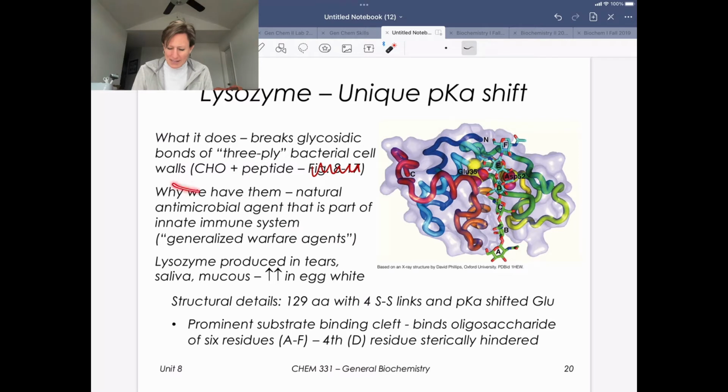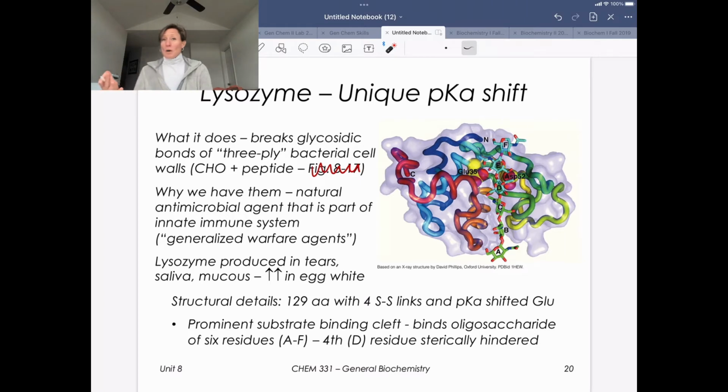So what is lysozyme? Well, lysozyme is an enzyme that's going to hydrolyze the glycosidic linkage that we see in bacterial cell walls. So bacterial cell walls, you can think of them sort of being like 3-ply. We're going to have a carbohydrate sort of mesh, we're going to have a peptide mesh, and then we're also going to have disulfide linkages that happen.